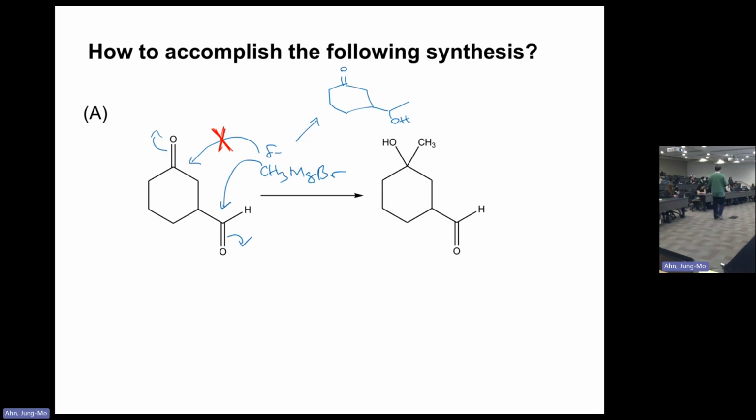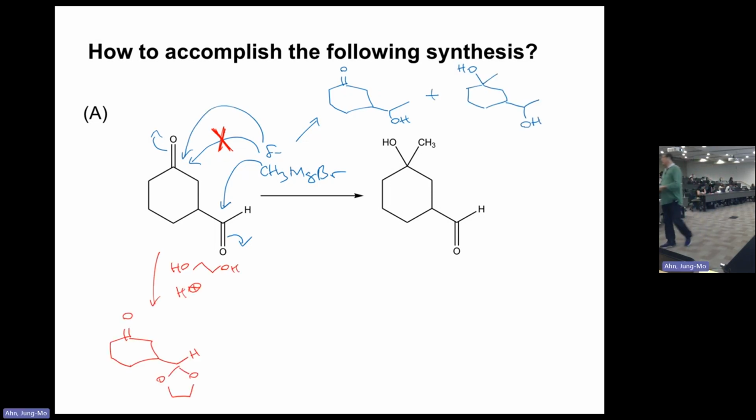The problem is having the aldehyde functional group right there. If there is no aldehyde functional group there, the attack forms easily and there's no problem. So when you have a problem like this, what do you do? You protect it, right? How do you protect the carbonyl of the aldehyde? That's using the cyclic acetal that we talked about.